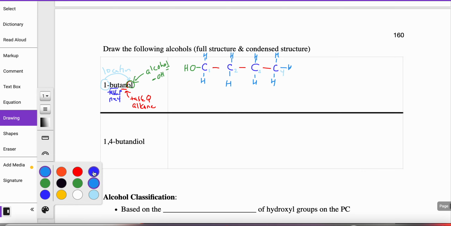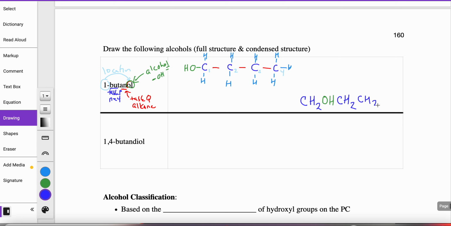Now we're going to translate this into the condensed structural formula. So carbon 1 has 2 hydrogens directly attached to it, so we put CH2. Then we have the alcohol, which is OH. So we put that in the condensed formula as OH. Carbon 2 has 2 hydrogens attached to it. Carbon 3 has 2 hydrogens attached to it. And carbon 4 has 3 hydrogens attached to it. And when I went over table R and things to look for in this condensed formula, you can see the HOH sequence in the condensed formula to help you recognize this is definitely an alcohol.